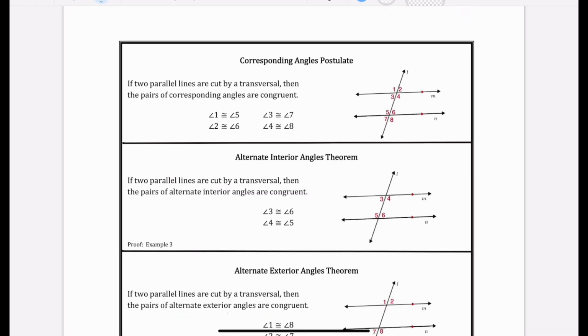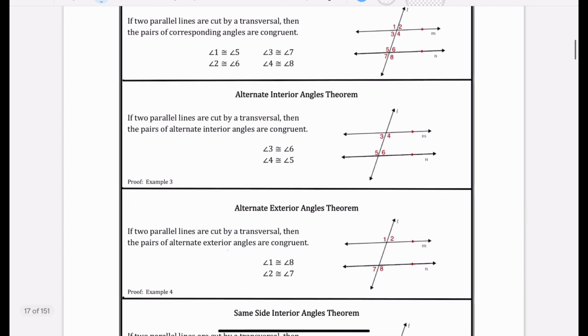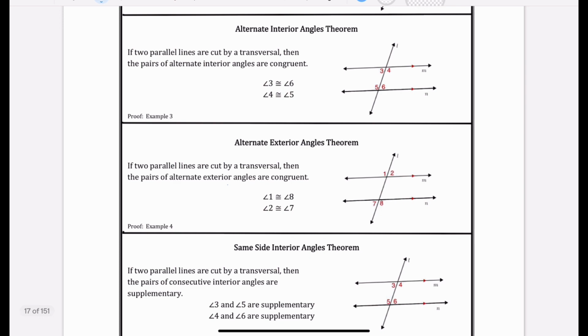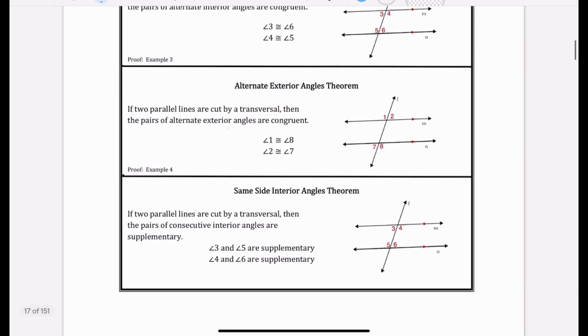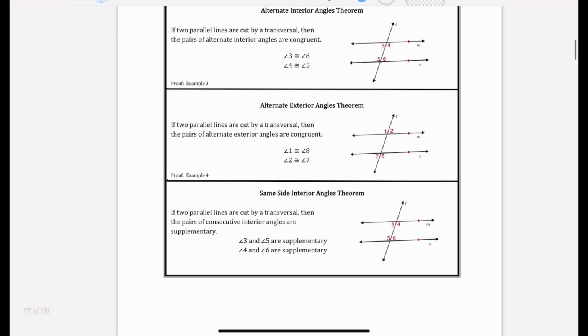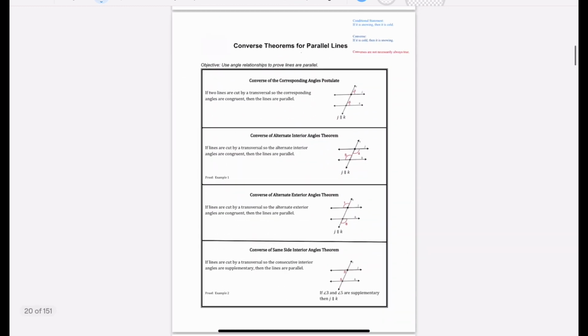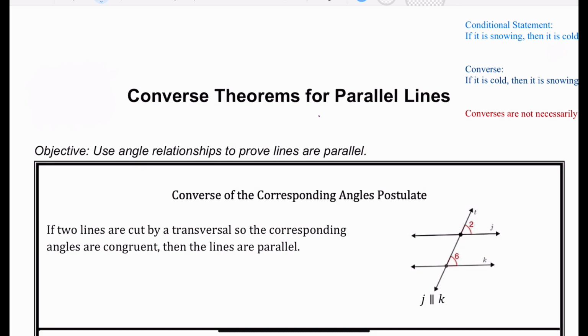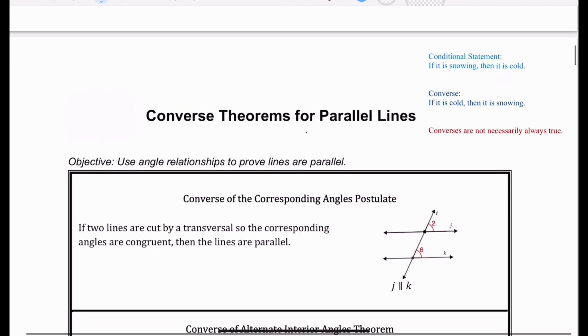On our last video, we talked about the corresponding angles postulate, the alternate interior angles theorem, the alternate exterior angles theorem, and the same side interior angles theorem. Today we're going to be talking about converse theorems for these parallel lines.